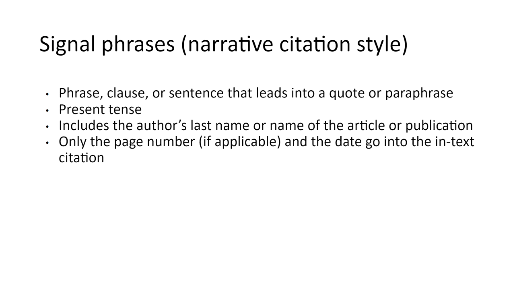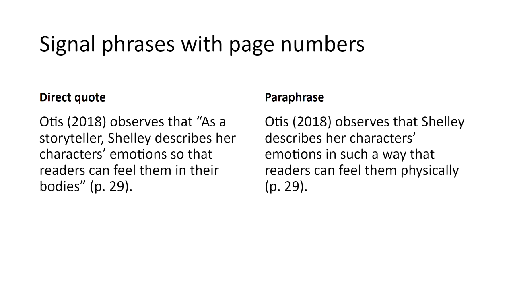Another way to provide credit in the body of your paper is by using the narrative citation style, also called a signal phrase. A signal phrase is a phrase, clause, or sentence that signals that a quote or paraphrase is coming up. Generally, a signal phrase includes the author's last name or the name of the article or publication. Only the page number, if available, is placed in the in-text citation. As you can see, whether using a direct quote or a paraphrase from a source with page numbers, the signal phrase tells the author's name and the in-text citation contains the page number only.